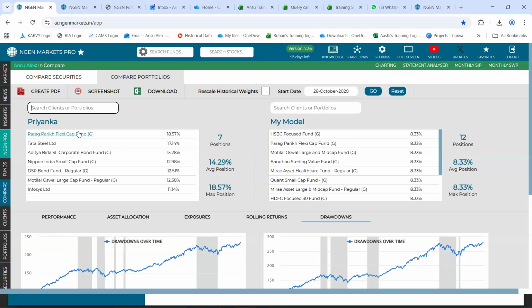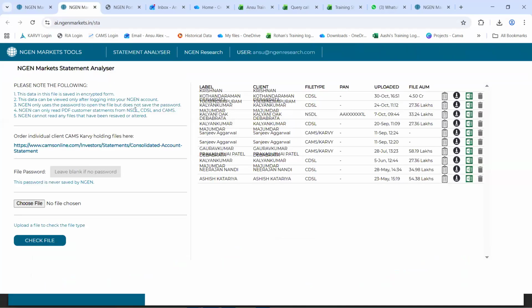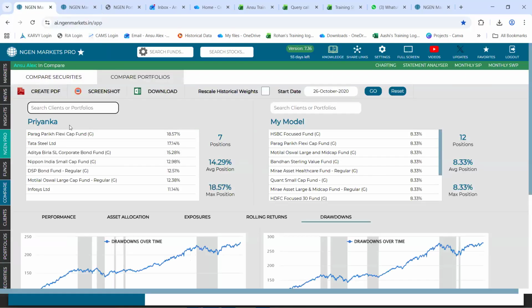So this, let's say, is a CAS file that I uploaded, wherein you can see MFs as well as stocks. So from our CAS uploading feature, we not just capture MF, we also capture stocks, because we capture data from three data sources: NSDL, CDSL, and CAMS. So if you upload an NSDL or CDSL file, the system will be able to read stocks as well, not just MFs. So in this way, you can load the portfolio of your prospective client, upload your model portfolio that you wish to pitch to this prospective client, and anytime generate a PDF of this analysis.